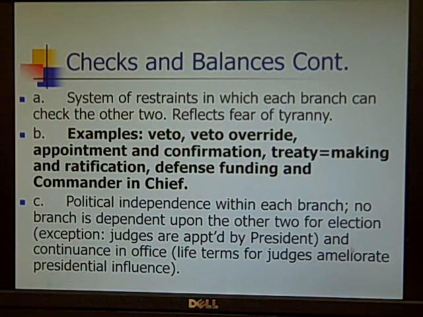Again, this reflects the fear of tyranny. We'll just give you a handful of examples here. The President of the United States can veto any piece of legislation passed by Congress. That is a constitutional provision, right? Meaning it is actually in the Constitution. It's not interpreted, it is specified. The President can veto anything that he wants.